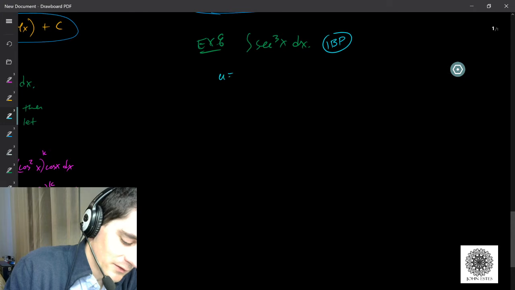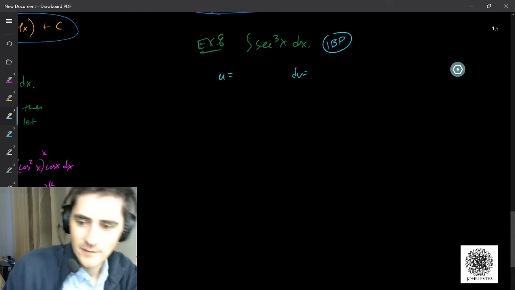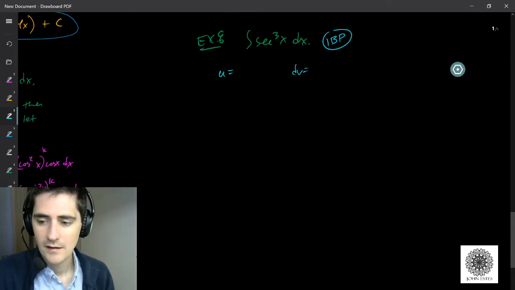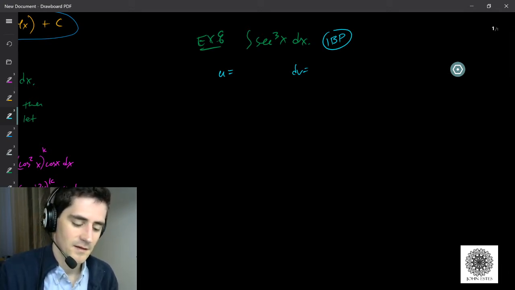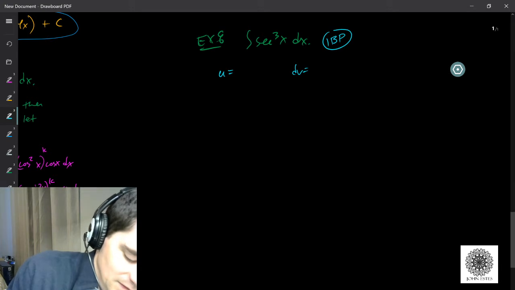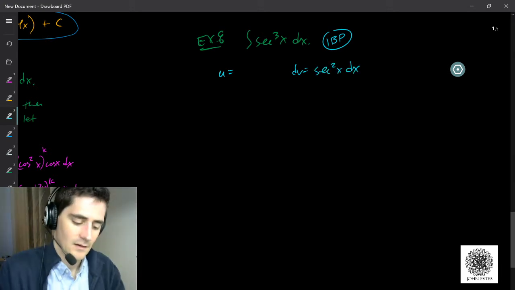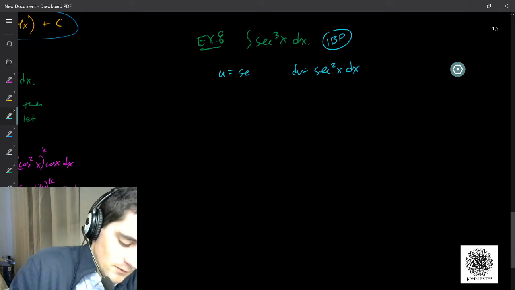Okay, so we're going to have a u and a dv, right? We've got to figure out u and dv. And here's the trick. What could possibly be the dv? Well, I guess we could try to integrate secant, but I think it makes more sense to let dv be secant squared x dx. And if that's the case, that only leaves u to be secant.